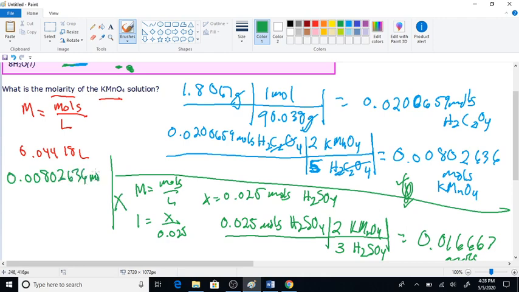So our molarity is 0.00802636 moles divided by our volume, which is 0.04418 liters. And when we do that, I get 0.1816 molarity. I think this one wants four decimals, so 0.1816 molarity. And that's it. Cool.